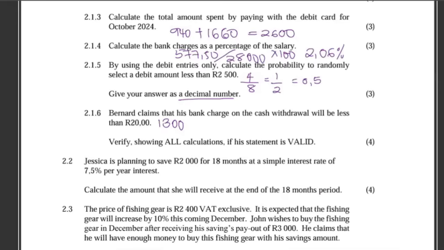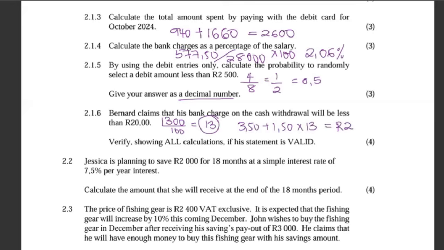Okay. Then we come here. Remember he claims. Let me redraw it here. Remember he said we divide by 100. What are we looking for? How many hundreds do we have? So the statement there says 3 rand 50 plus 150 times those 100. So we go to the math 13. So the answer became 23 rands. Remember his claim is he will be less than 20 rand. So the claim is what? The claim is invalid.